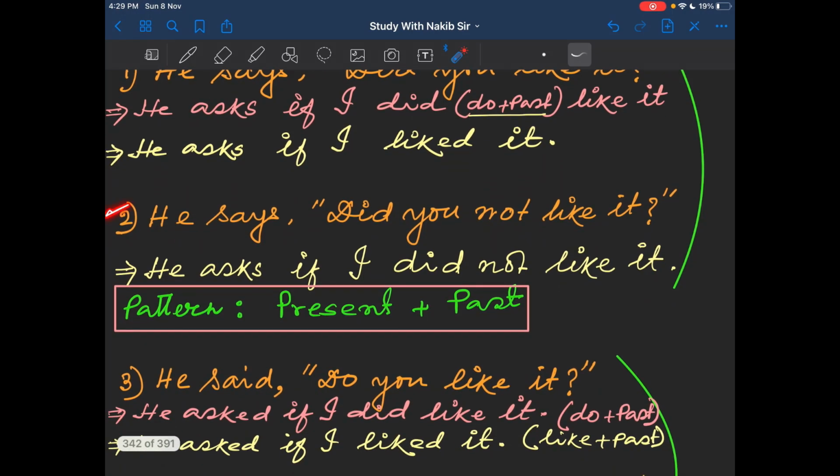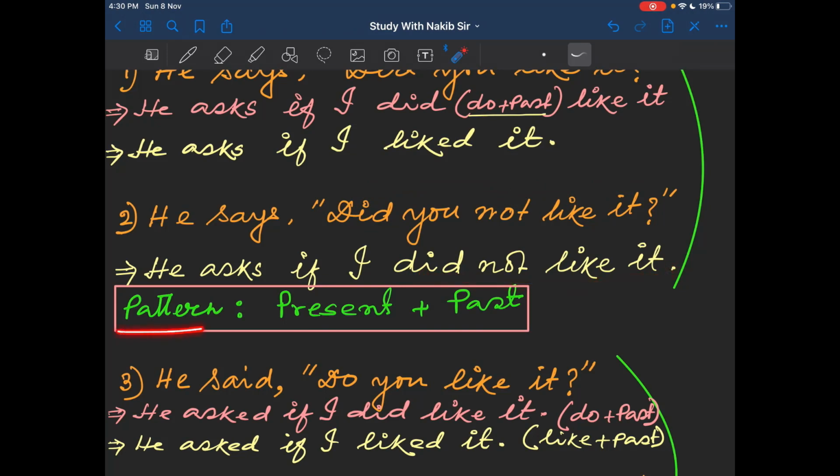Now see the second question. He says, did you not like it? He says the same, so he asks if, then you is changed to I the same way. So he asks if I did not like it.